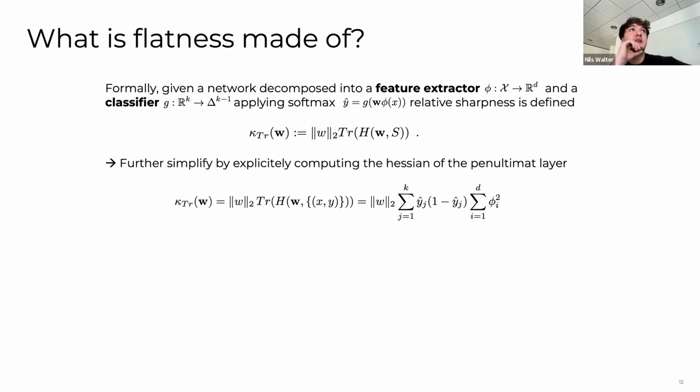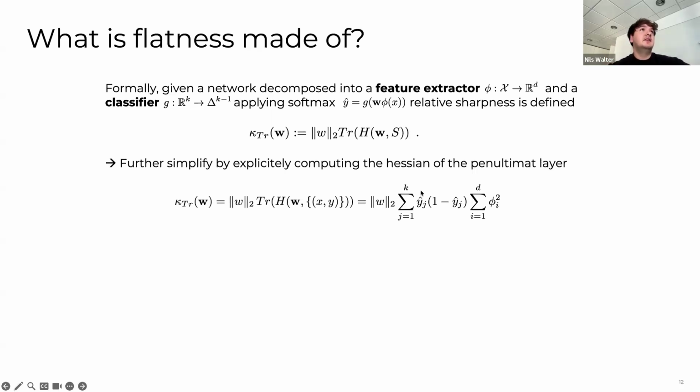If you now compute this trace of the Hessian with simple arithmetic, you get this formula. And this is mostly what you already see in undergrad, because this is just the Hessian of logistic regression for multi-class loss.